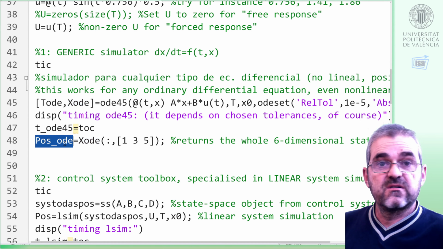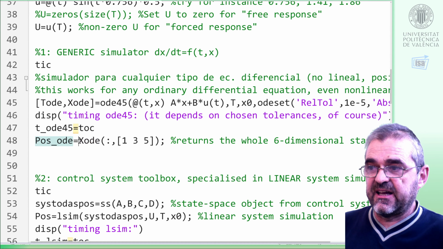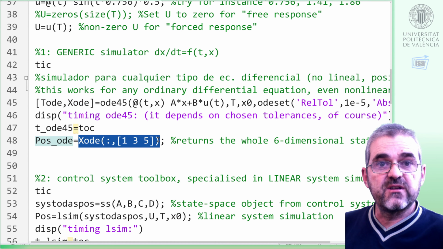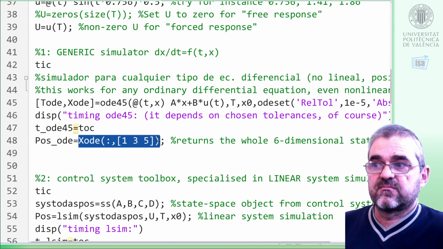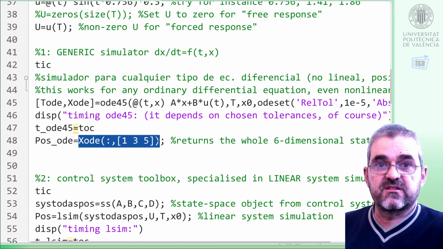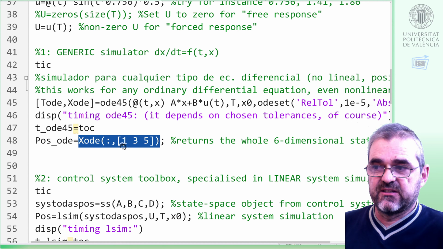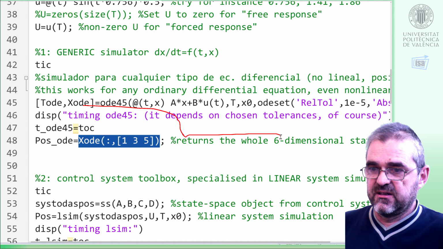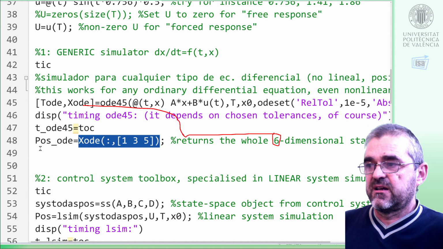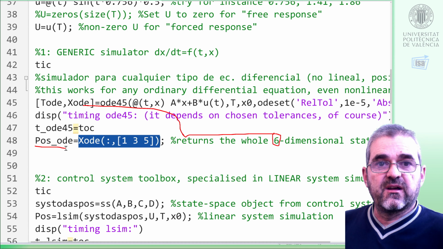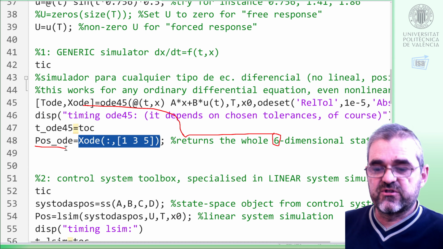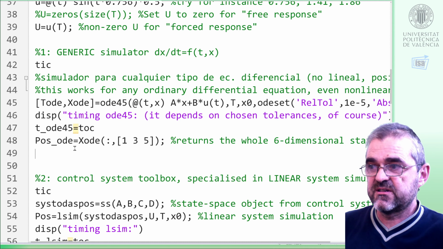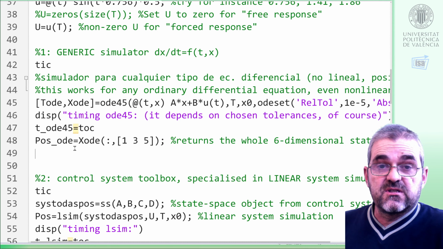And if I wish to have only the positions, then I need to either evaluate the output equation multiplying by the C matrix, but okay, in this case, as the C matrix just extracts the position, I can do it by hand. So XODE is 6-dimensional, and in here I get the 8,000 samples of the 3 positions. Once I have this, I can just plot it.